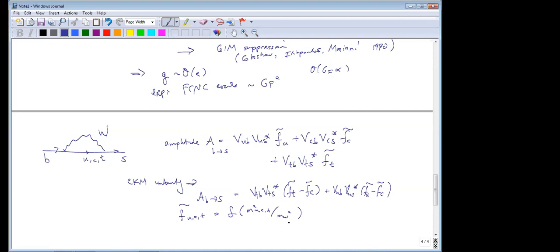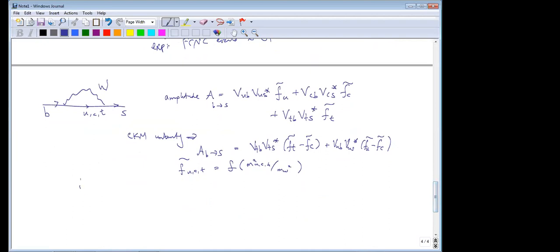So what we can see is that if all the quarks were degenerate in mass, then all the F tildes are equivalent. F C tilde is the same as F T tilde, which is the same as F U tilde, and that means that the amplitude will vanish. And this is again because we were able to express these things via unitarity, and we get these constraints where it just depends on these differences of these functions. So the amplitude clearly is going to depend on the mass differences of the quarks in the loop.